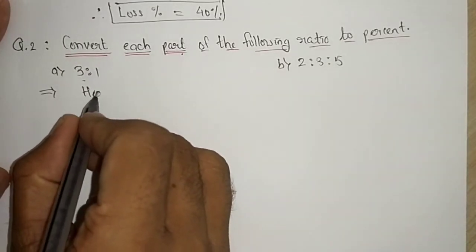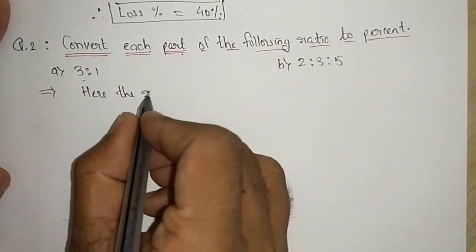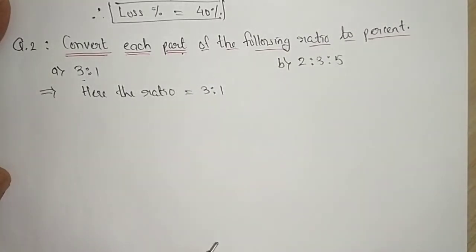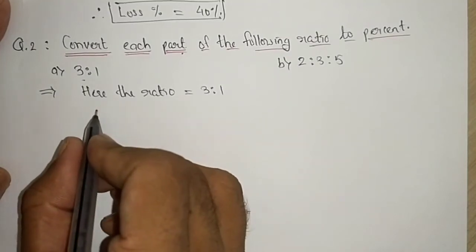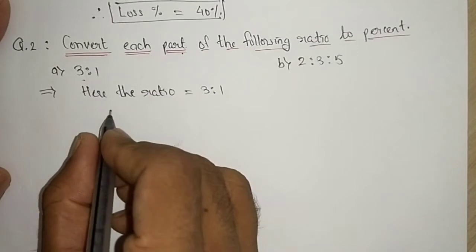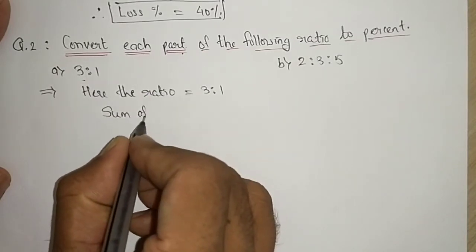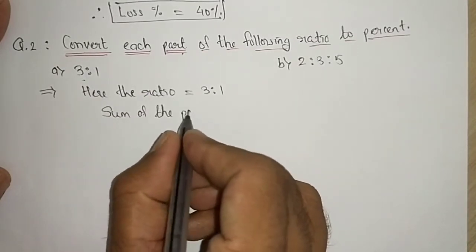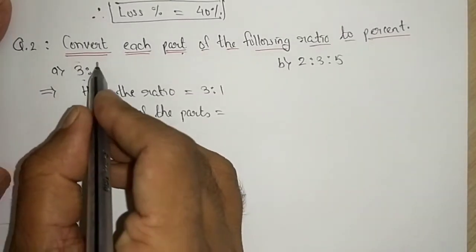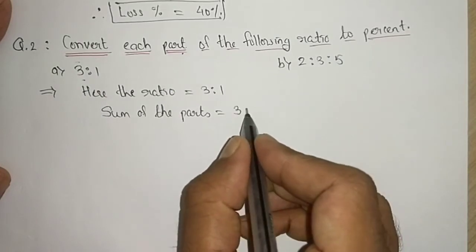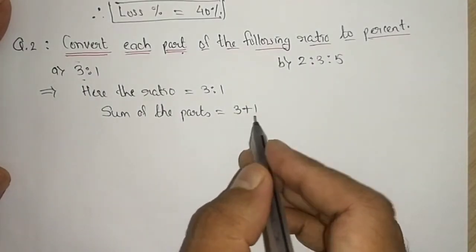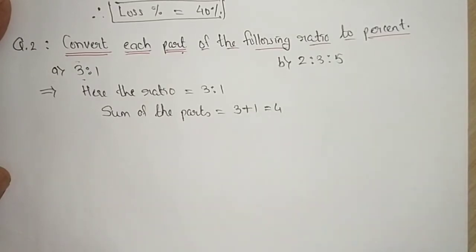Here the ratio is equal to 3:1. Therefore, before writing therefore, I will write sum of the parts. Now, what are the parts? 3 parts and 1 part. So whatever the ratio is given, we will add them. So we will write 3 plus 1 is equal to 4 parts.